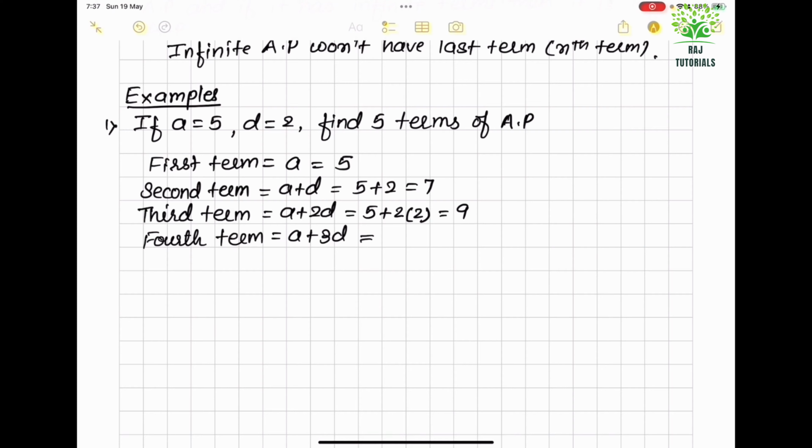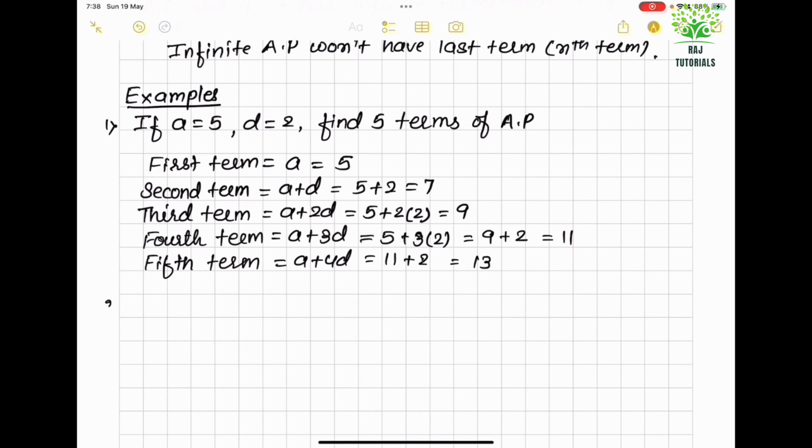See, either I can write it like this, 5 plus 3 into 2, or I can even do it like this, 9 plus 2. Both will be same. It will be 11. See, 3 2s are 6, 6 plus 5, 11. And 9 plus 2, it will be 11. So both ways I can find the next term. And the fifth term will be A plus 4D. So can I say 11 plus 2, so 13.